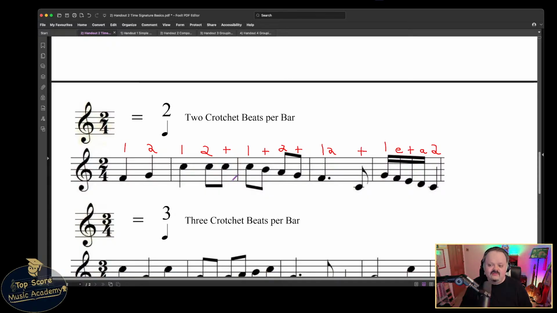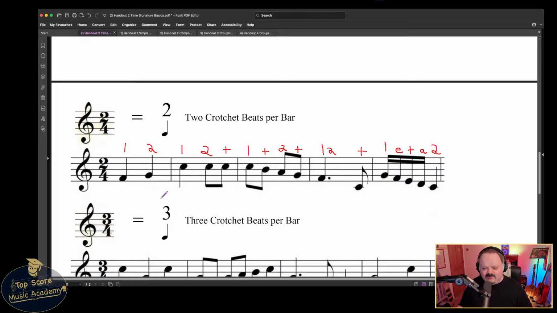Okay, so 1, 2, and 1, 2. Those last 2 bars are a bit more advanced in the beginning, but as long as every bar adds up to 2 crotchets, you can make them as advanced or as difficult as you like. So not every bar is going to be just 2 crotchets. You have every combination of quavers and semiquavers and rests and dotted notes and ties you can imagine.